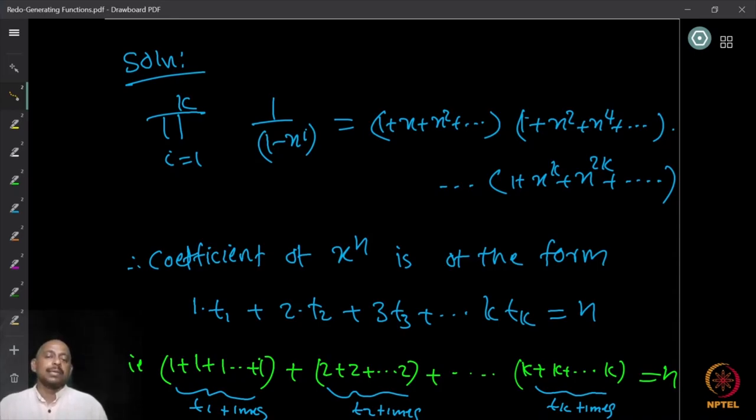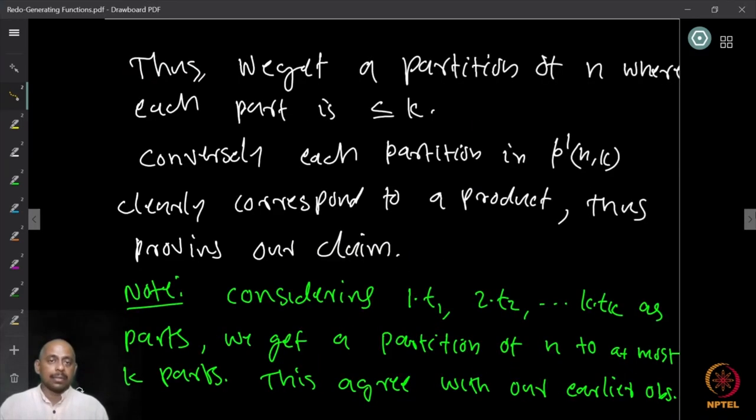So, this choice I can see as choosing t1 copies of 1, t2 copies of 2, and tk copies of k, and all of them sum to n, and the maximum value is k. Therefore, this generating function actually represents the partition of n, where each part is at most k.